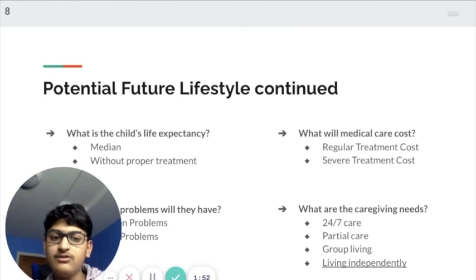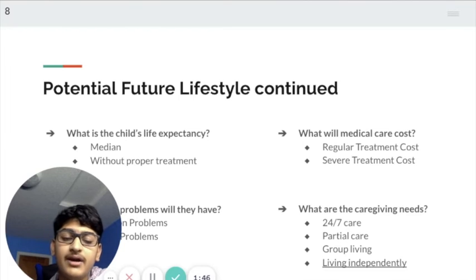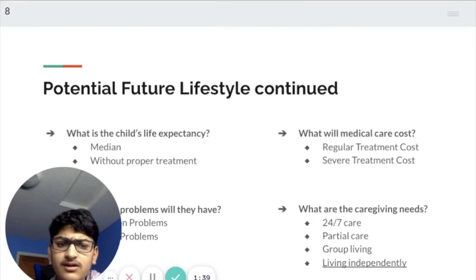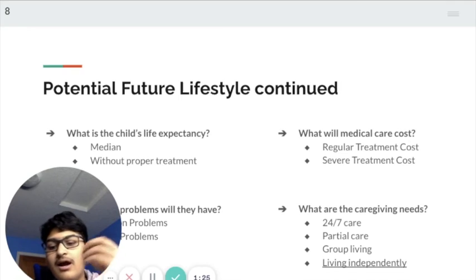What health problems will they have? People with hemophilia might have seizures, common joint pain, and bleeding in organs. Medical care costs annually: medication treatment can cost about 270 grand or greater. People with severe hemophilia can have a cost of 1 million or upwards.